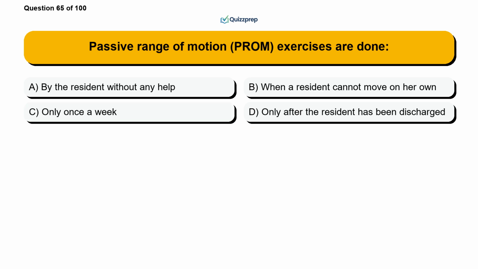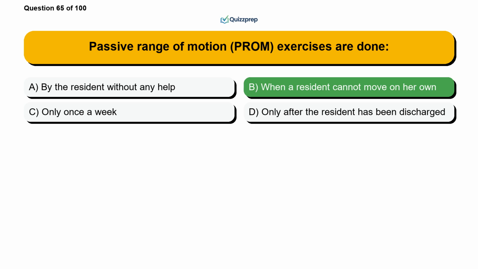Question 65. Passive range of motion, PROM, exercises are done: Option A, by the resident without any help. Option B, when a resident cannot move on her own. Option C, only once a week. Option D, only after the resident has been discharged. The correct answer is option B, when a resident cannot move on her own.